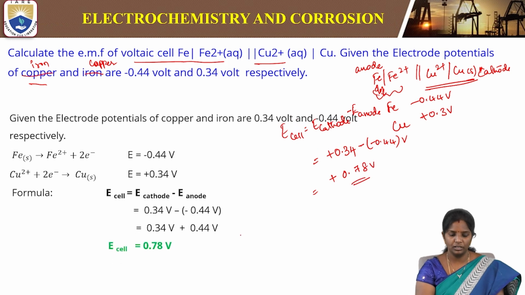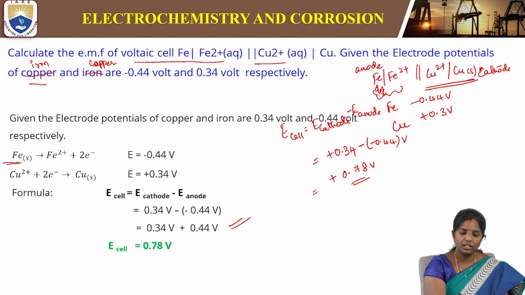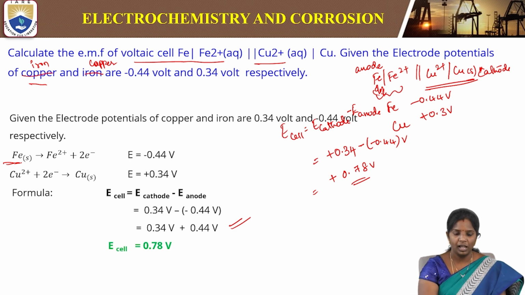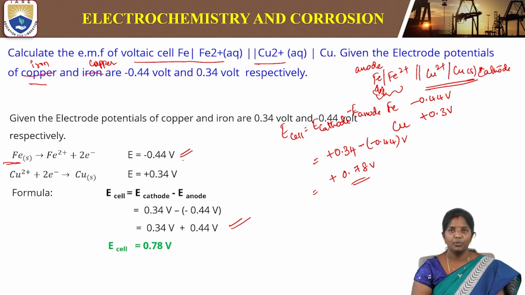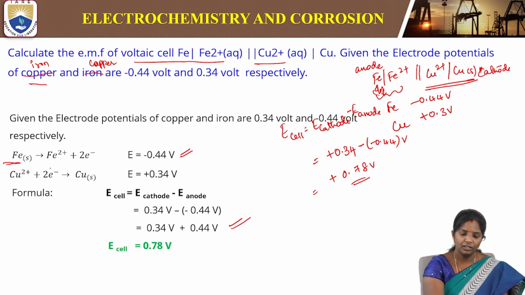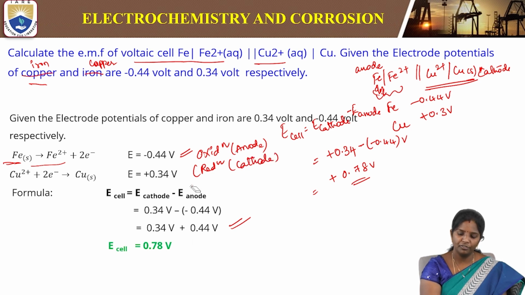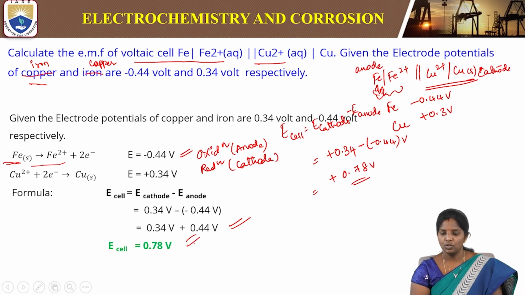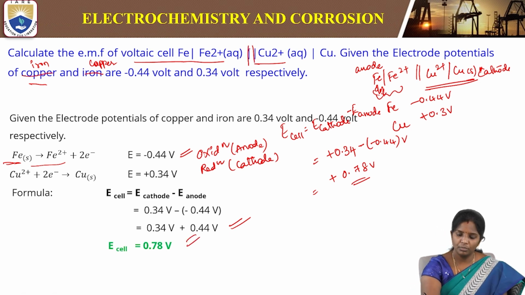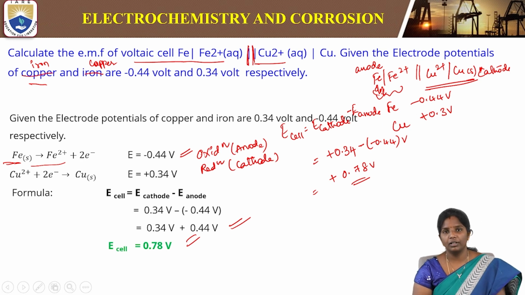The same thing is given here, like iron is converting to Fe2+ ions and it is minus 0.44 volt, and whenever there is an increase in the oxidation state, oxidation is taking place, so this is the anode. Here reduction is occurring, and this is the cathode. So this is how we have to decide the anode and cathode, and then only apply the formula. Here we are also using the salt bridge. This double slash indicates the salt bridge.